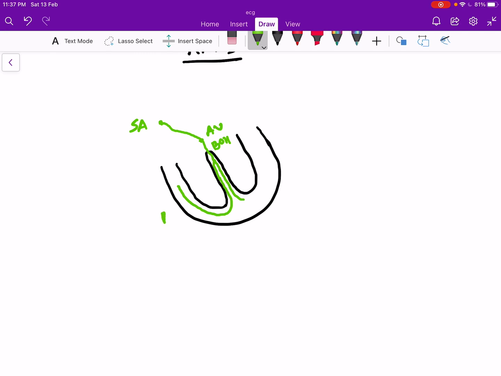This is the right bundle branch. This is the left bundle branch, which further divides into the anterior and the posterior fascicle. Left bundle branch, one is the anterior fascicle and another one is the posterior fascicle. So today we'll be discussing the block of the right bundle branch.